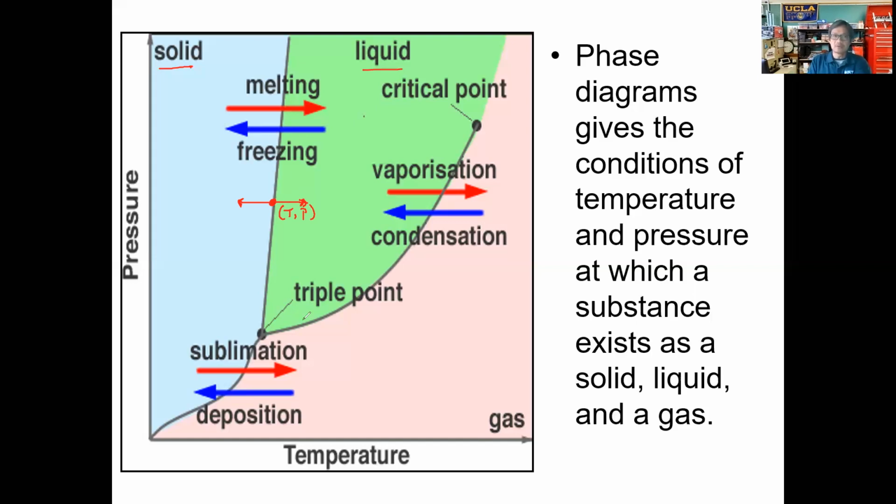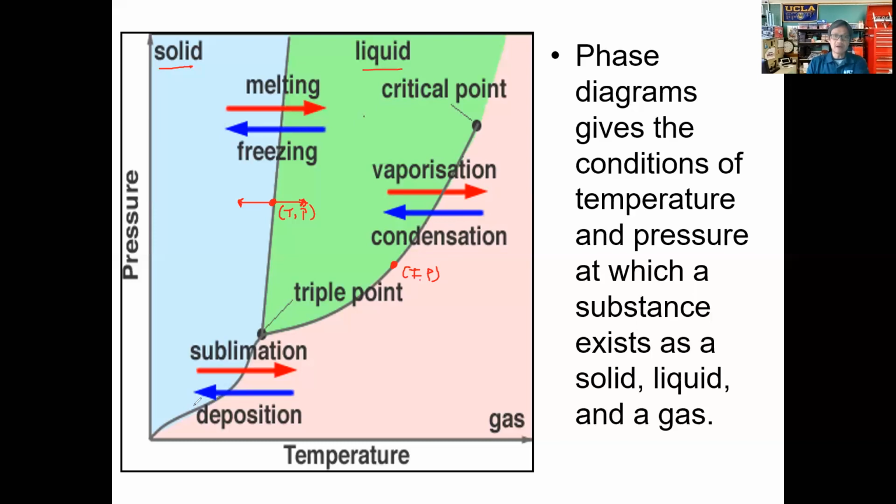Same thing as we go through here, if we look at this particular line. As you increase the temperature past that line, you get vaporization. You go from the liquid to the gas state. As you decrease the temperature, you get condensation because you go from the gas to the liquid state. But any point on that line, the temperature and pressure there represents an equilibrium between the liquid and the gas. That means both exist at the same time.